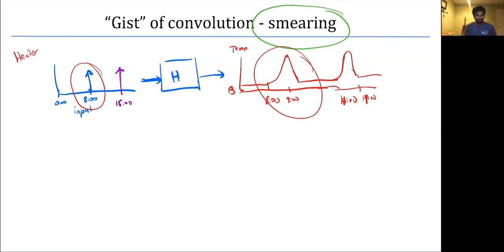So this is kind of the gist, right? You can see that now these two spikes have been smeared into two kind of hills, right? One hill here, and these hills should be equal. And these hills are actually the impulse response. They're the impulse response to a single spike. So h of t is going to look something like this.